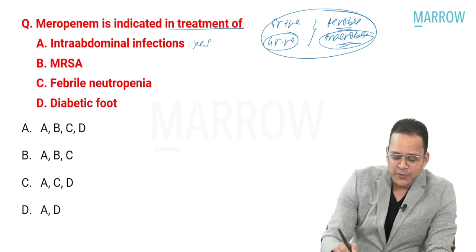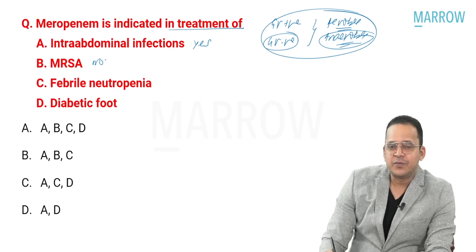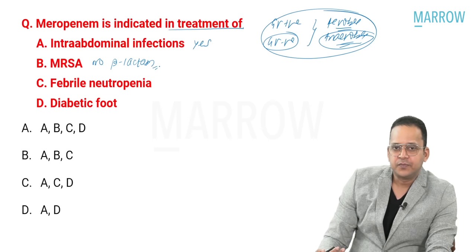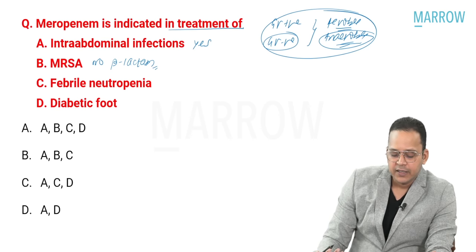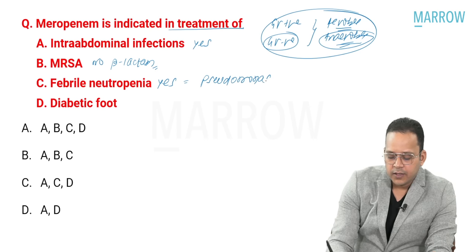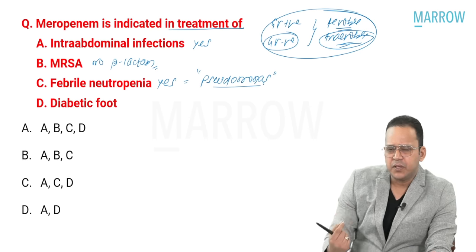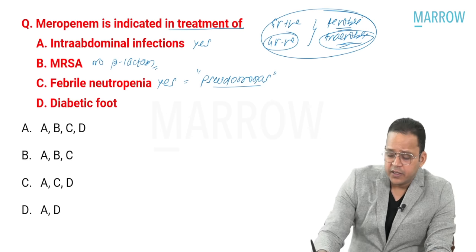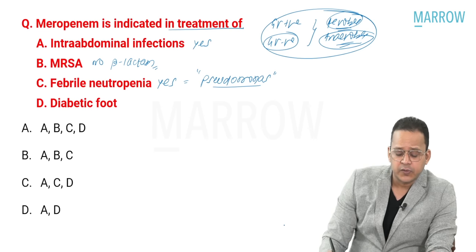Can I use them in MRSA? No, I cannot use them in MRSA because in MRSA I cannot use any beta-lactam. So I use vancomycin in MRSA. Febrile neutropenia, yes, I can use it, because in febrile neutropenia I usually use a drug that covers pseudomonas. Now this is my single most important criterion. And does meropenem cover it? Yes, it covers gram negative aerobes, including pseudomonas as well.